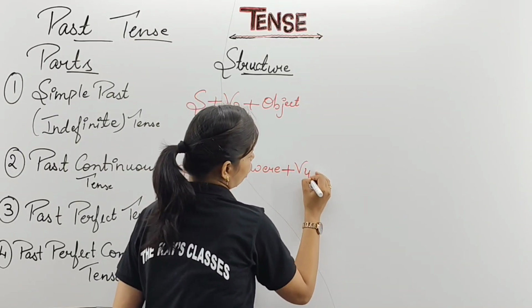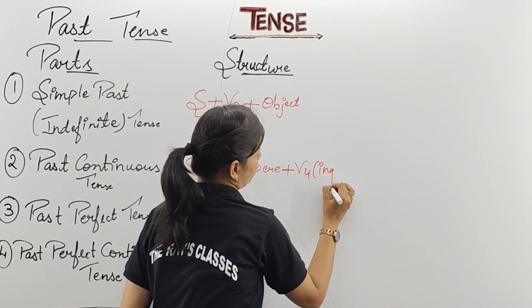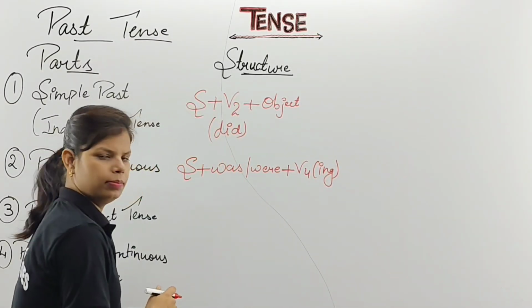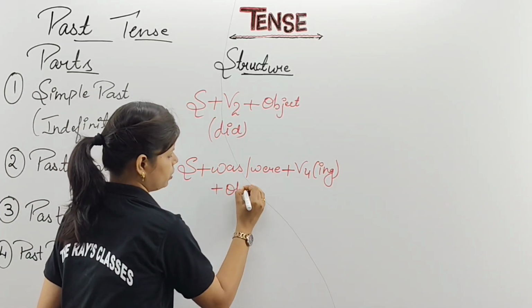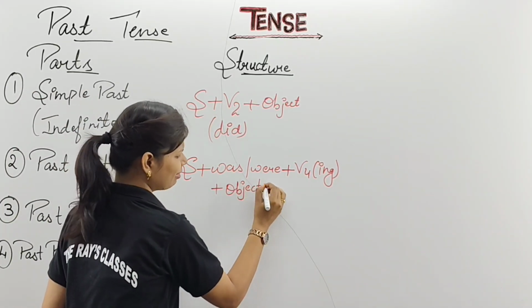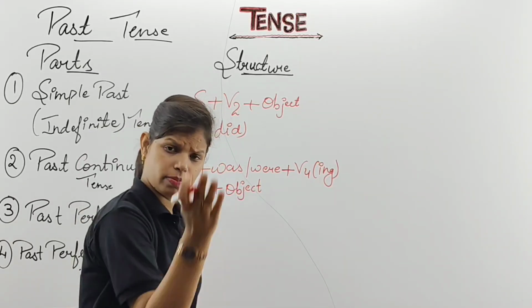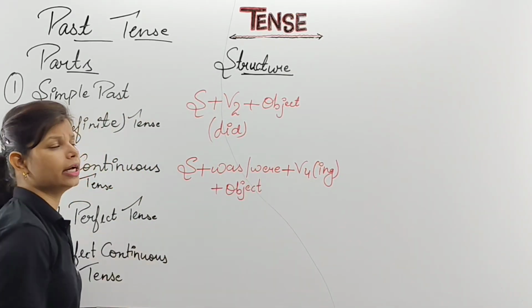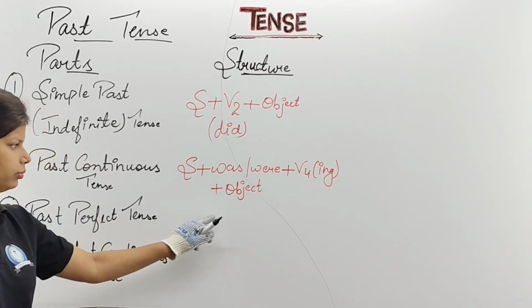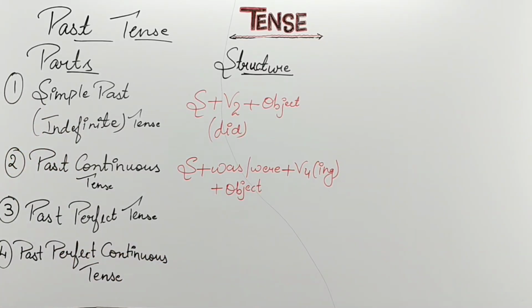We are using the fourth form of the verb, that will be your ing form. Clear? And then we are using what? We are using an object. Not much difference from there to here. There is a little similarity, only the helping verb is what you have to remember. When we talk about the third one, what are we going to read?